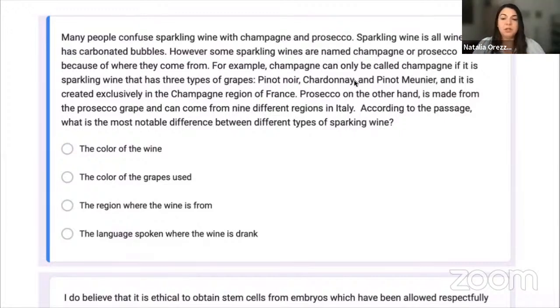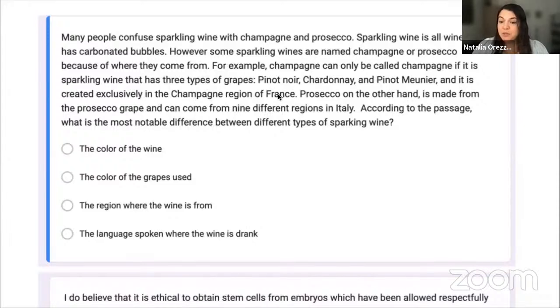That's our passage. Now, our question says, according to the passage, what is the most notable difference between types of sparkling wine? Our objective here is to figure out which of these are very obviously wrong. So first answer choice, the color of the wine. Does it mention anywhere in our paragraph that the color of the wine determines what we call the wine?